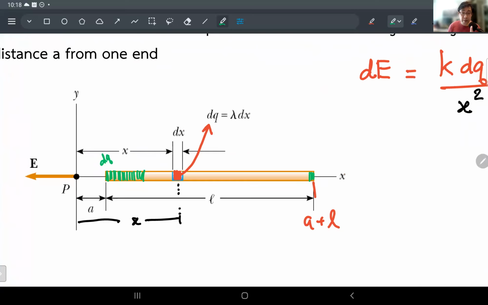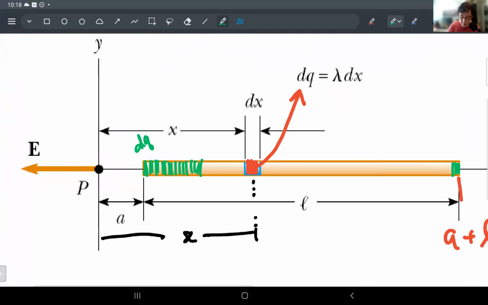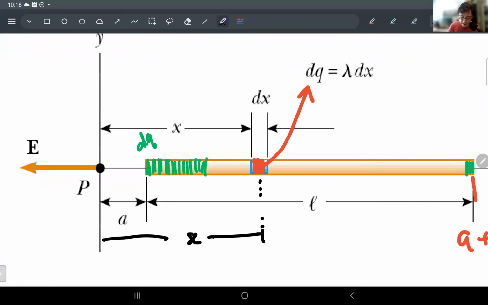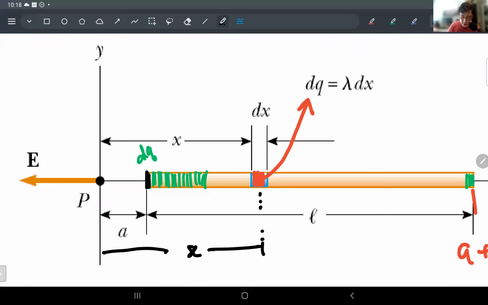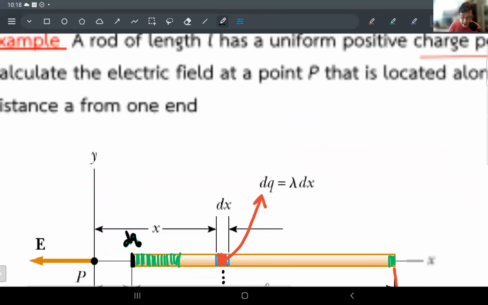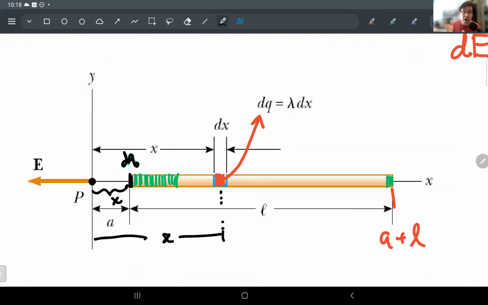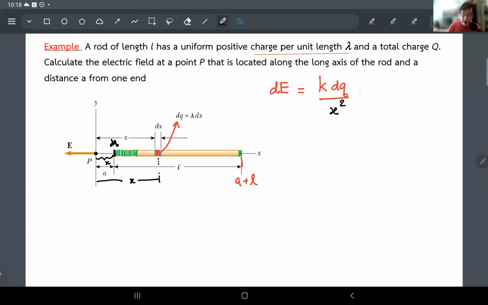But the good thing about the setup that we have here is, look at this. When you are at the left end of the rod, for example, you still have the charge dq anyway. It's a differential amount, a super, super infinitesimally small charge. And you can still use the same x because dq is already on the x-axis. So that means this expression right here works everywhere on this rod. Okay?